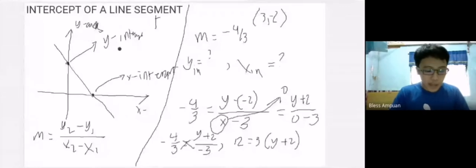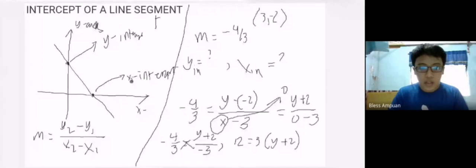Based on the definition, the x-intercept is a point on the line where the line crosses the x-axis. So if this is the x-axis, and this is the y-axis, and this is our line, this point already crosses the x-axis. Therefore, this point is already our x-intercept.